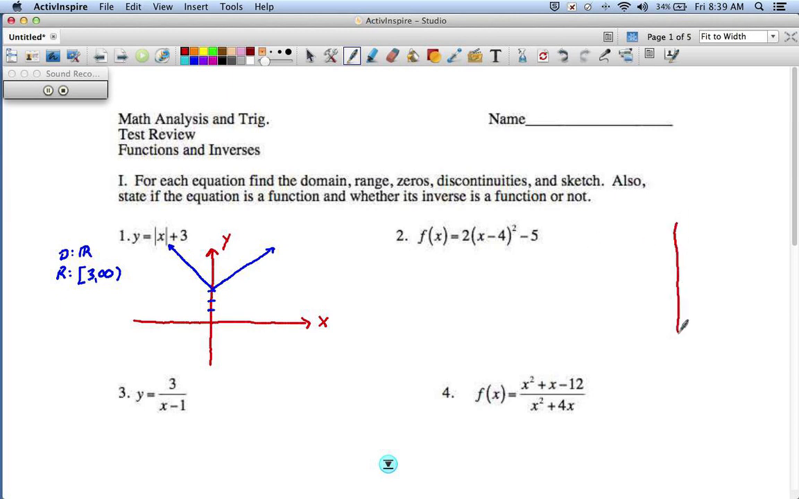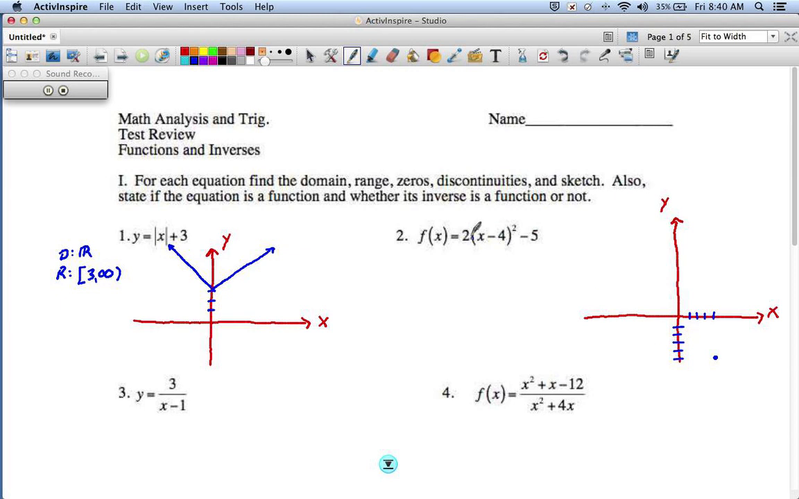Number 2 here, a little bit more of an interesting graph. The parent graph is a parabola. However, this graph was shifted to the right 4 and down 5. 1, 2, 3, 4. 1, 2, 3, 4, 5. So we have that as our vertex down there, which is important because that's going to tell us stuff about our domain and range. So right 4, down 5.